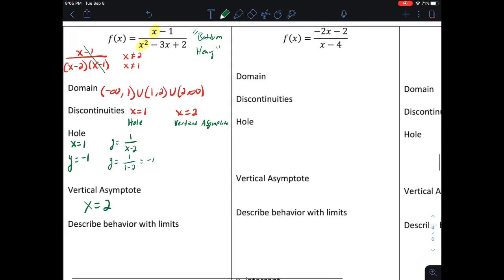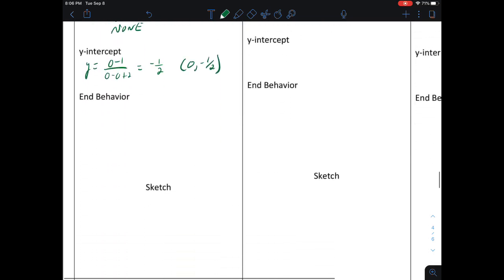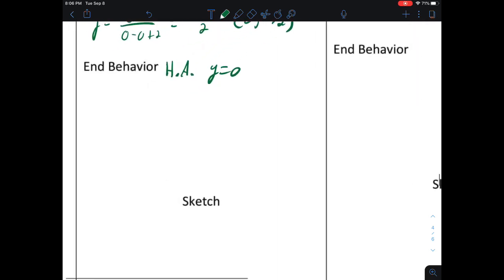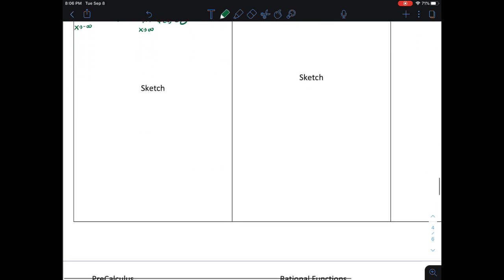Bottom heavy rational functions will have an end behavior horizontal asymptote of y equals 0. Now, we've been practicing up to this point by writing end behavior using limits. So that would be the limit as x approaches negative infinity of this function of x equals that horizontal asymptote of 0. And the limit as x approaches positive infinity for this equation is also going to approach that horizontal asymptote of 0. So let's try to make a sketch with all these characteristics.